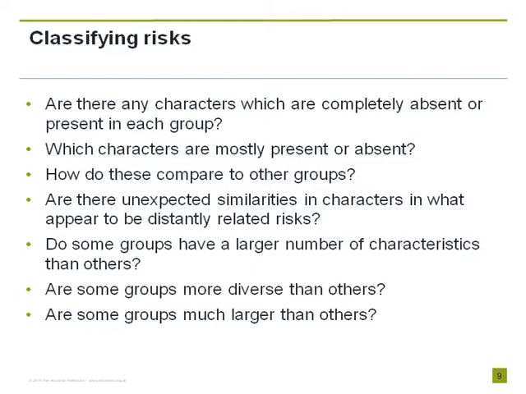So there does become a bit of an interpretation once the tree is drawn. Are some groups more diverse than others, and are some groups much larger than others? Does one ancestral characteristic account for many of the risks? That's quite important to know.